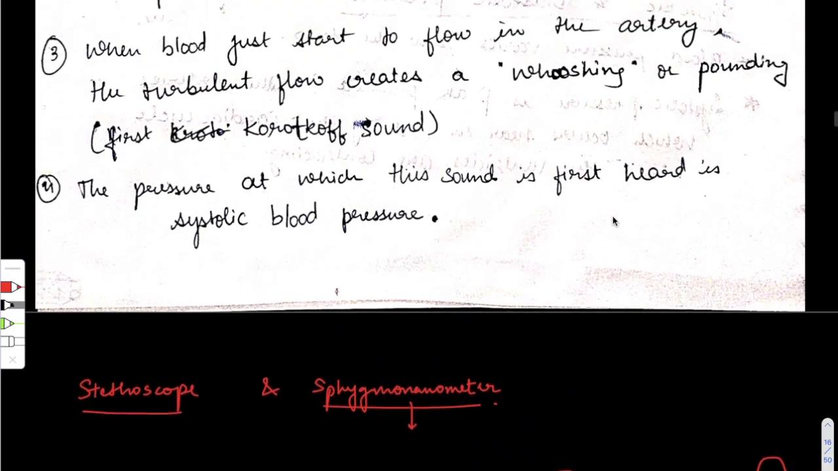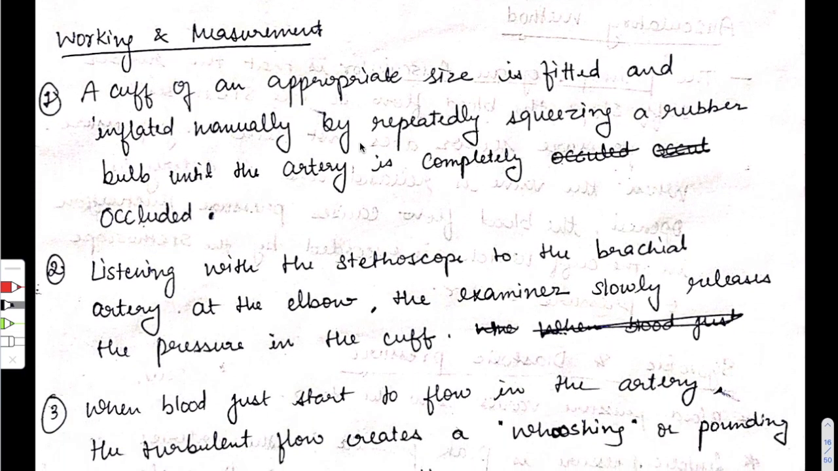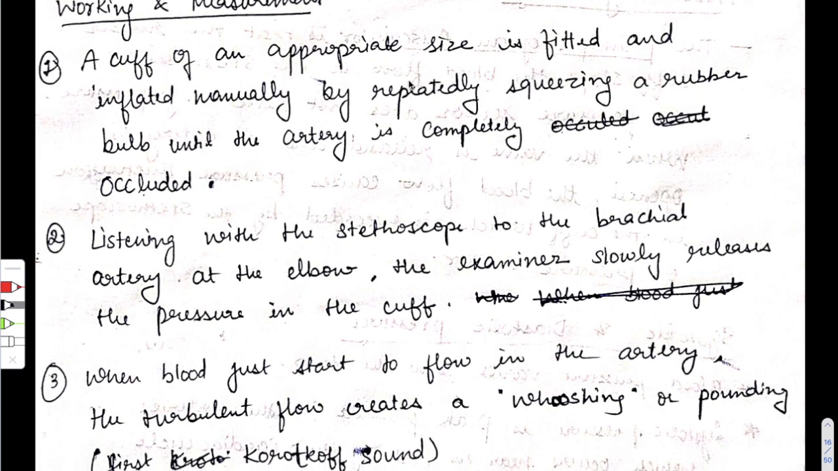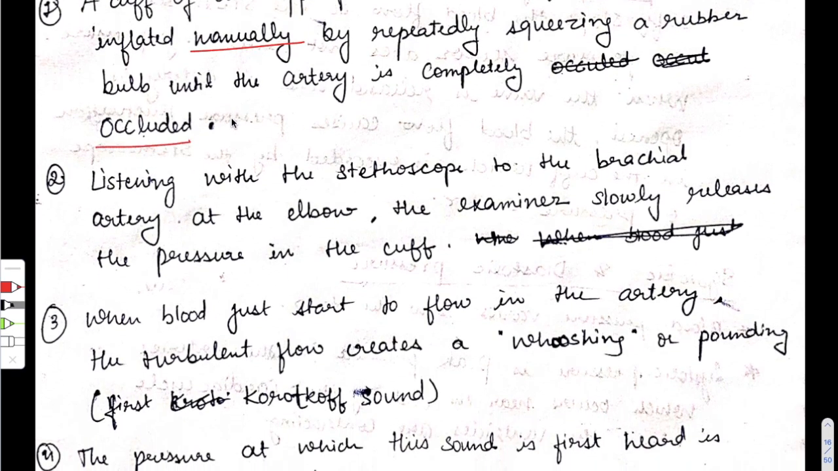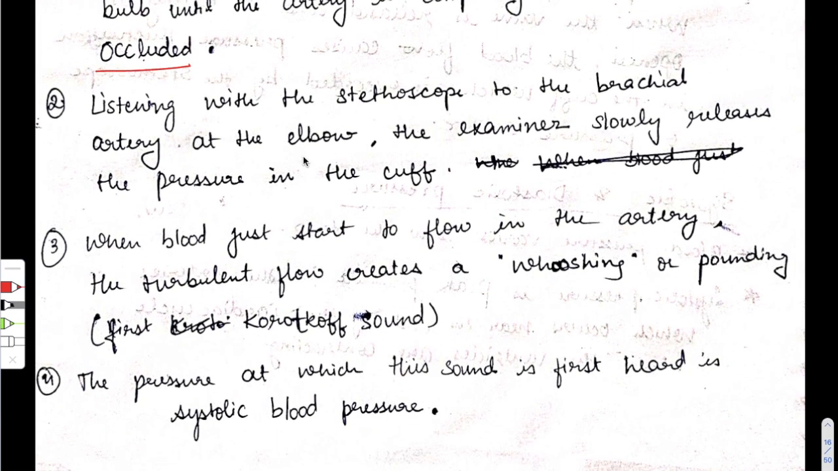Coming to the next point, working and measurement. As we have discussed in brief about the working, I'm going to explain it again. A cuff of an appropriate size is fitted and inflated manually by repeatedly squeezing the rubber bulb until the artery is completely occluded. Occluded means blocked. Listen with the stethoscope to the brachial artery at the elbow. Remember, we listen to the brachial artery flow at the elbow.